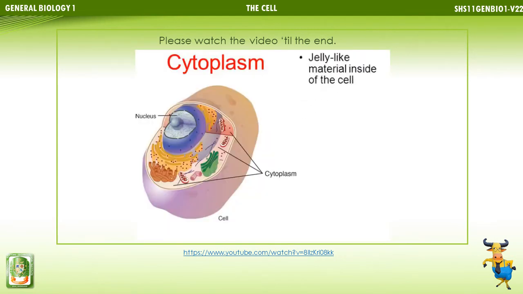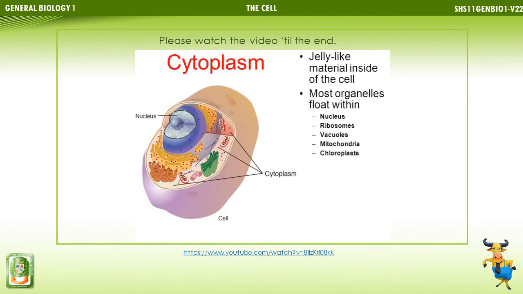So the cytoplasm, the first thing I want to mention is that it's the jelly-like material on the inside of the cell. When you look at diagrams, sometimes a cell might look like it's empty or filled with hollow air space, and that's not true. Cells are filled with a jelly-like liquidy material called the cytoplasm, and in that cytoplasm most organelles float within. Here's a list of a few of the organelles that are floating around in the cytoplasm. We're going to talk about all of these throughout this video. We'll talk about what the mitochondria is, what lysosomes are.